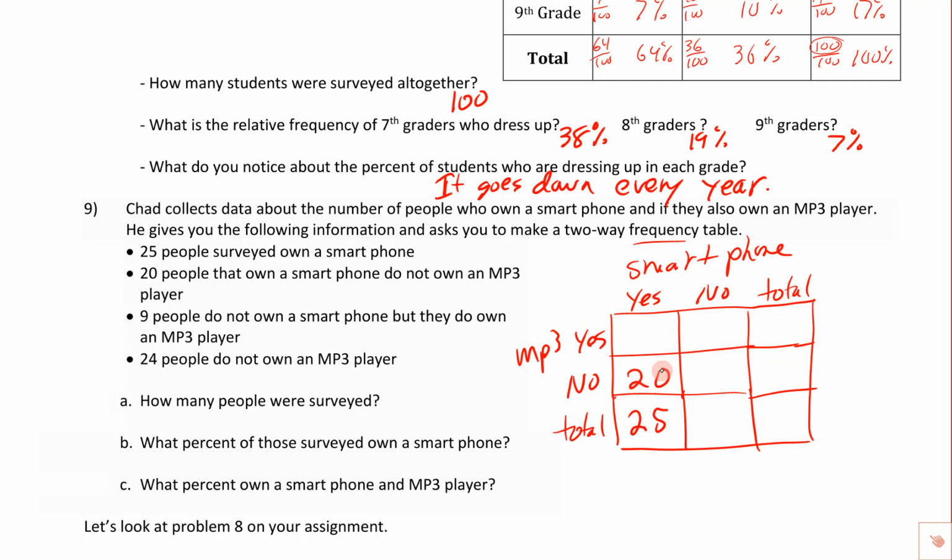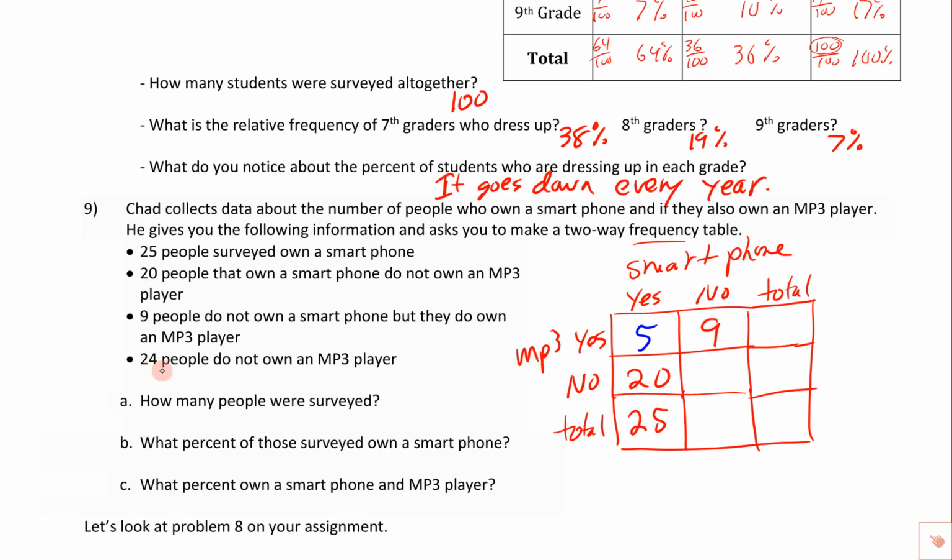And as we go through and do this, you might notice that we can fill in some information. This is going to be a 5, because if the total is 25 and 20 of them did not have an MP3 player, then 5 of them must have had an MP3 player. I'm going to change back to the other color. 9 people do not own a smartphone, but they do own an MP3 player. So that would be no on smartphone, but yes on MP3 player. So I'm going to put a 9 right here.